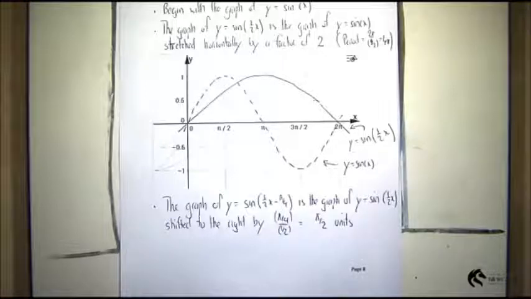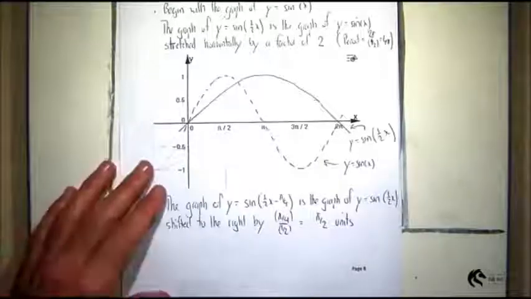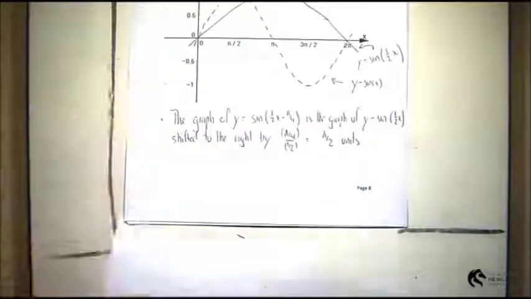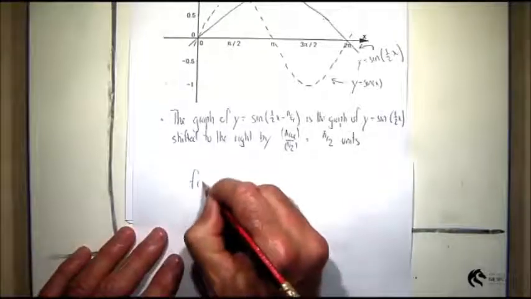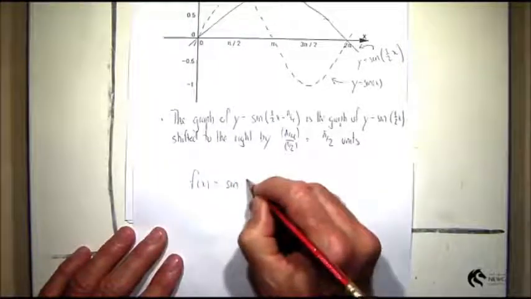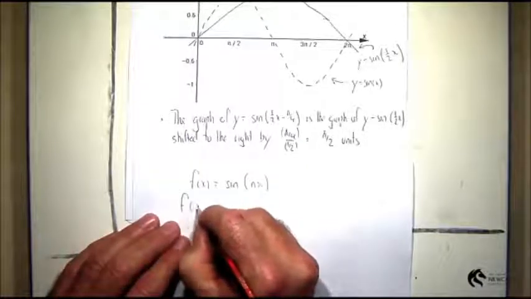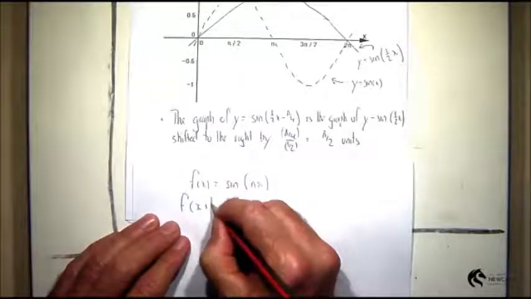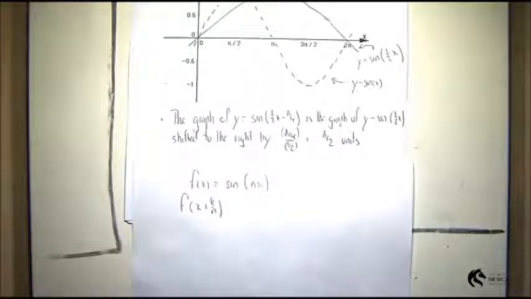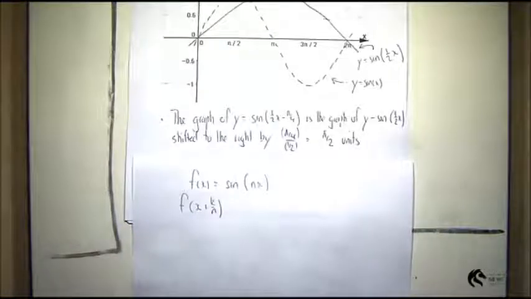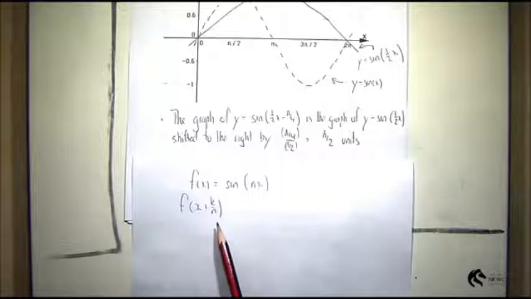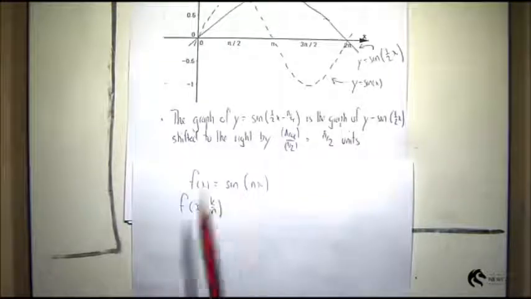And I don't know if this is going to be helpful or not, but let me try it anyway and see how we go. So in here, if I just scribble for a bit, if I have function f of x is sine nx, and then I go f of x plus k on n, we know that the graph of f of x plus k on n shifts the graph to the left by k on n units. Agreed?